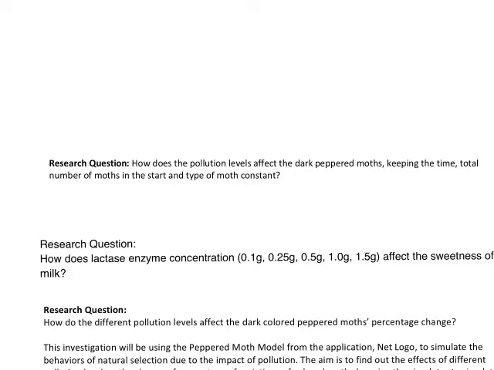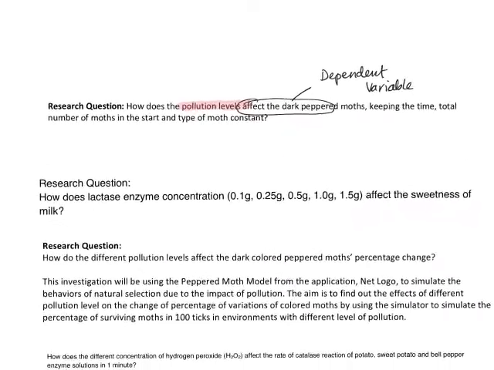Okay, so some things I like: we have an independent variable that's pretty clear. It's pollution levels. That's great. And then they talk a lot about the different kinds of controls they have. I'm not sure, they kind of went overboard with that a little bit. But they have this thing that says affect, right? Affect the dark peppered moths. This is an unclear dependent variable. Okay? I happen to know what this experiment was about. It was about a rate, and affect is not specific enough when it comes to your research question.